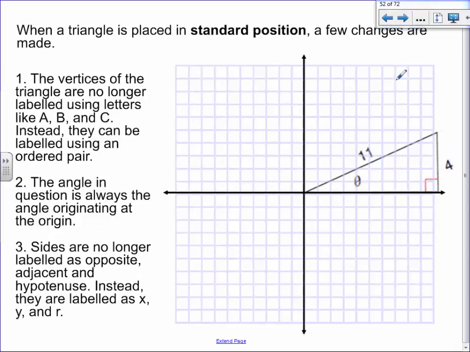Okay, here's just some notes talking about what to do. We no longer label them as A, B, and C. You know how like we usually do C squared equals A squared plus B squared? When we get to grade 12, we start usually labeling with different letters.